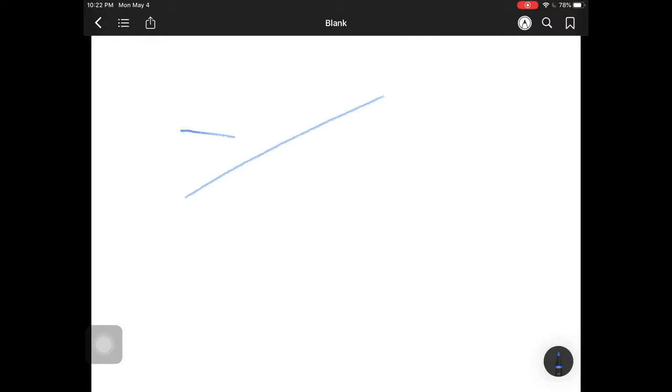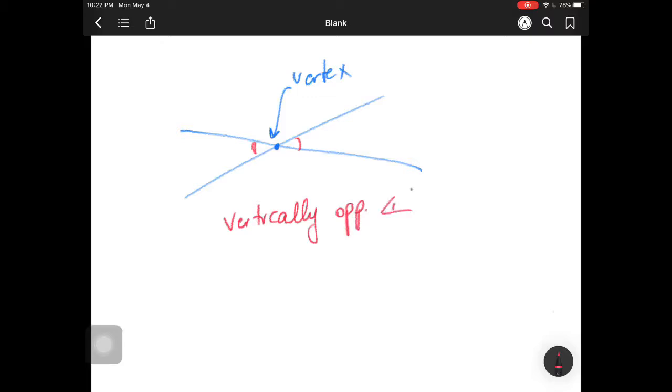When two lines intersect, this point is called the vertex. And what we need to know here is that these opposite angles are equal. We call them vertically opposite angles. So vertically opposite angles are equal. So this angle also equals this angle because they are vertically opposite.